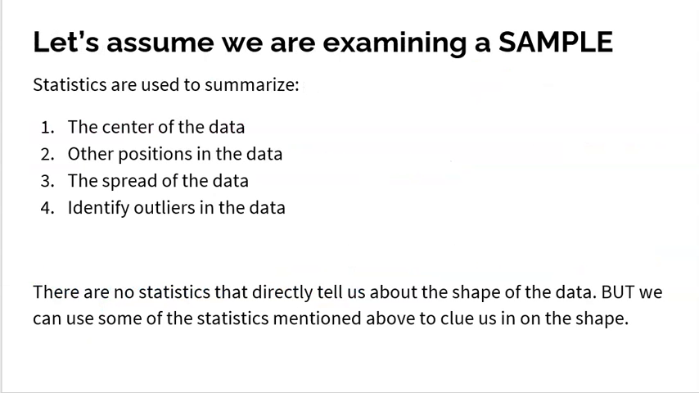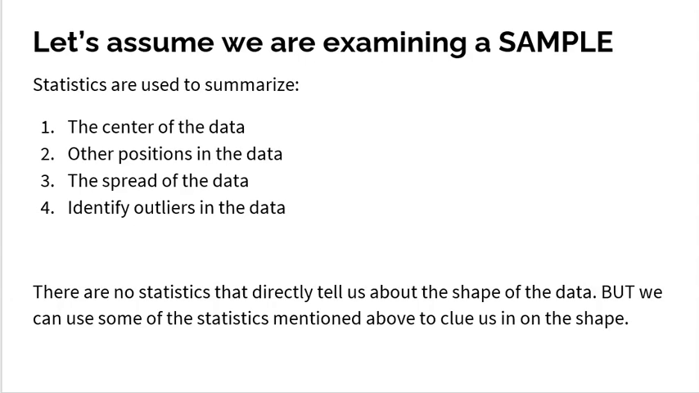So let's assume everything we talk about today is from a sample, which makes everything we look at today a statistic. So there are ways that we could use statistics to summarize data. We could use a statistic to summarize the center of data, other positions in the data besides the center. We could use statistics to talk about the spread of the data, and we can even use statistics to identify outliers in the data.